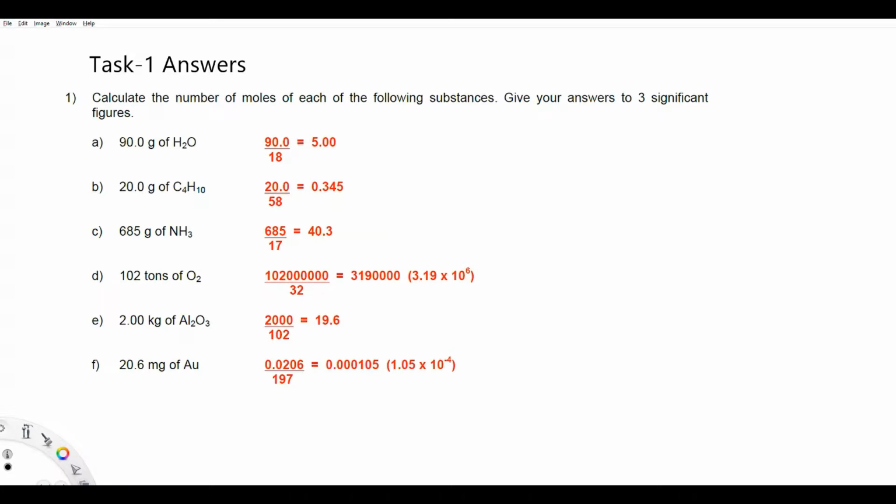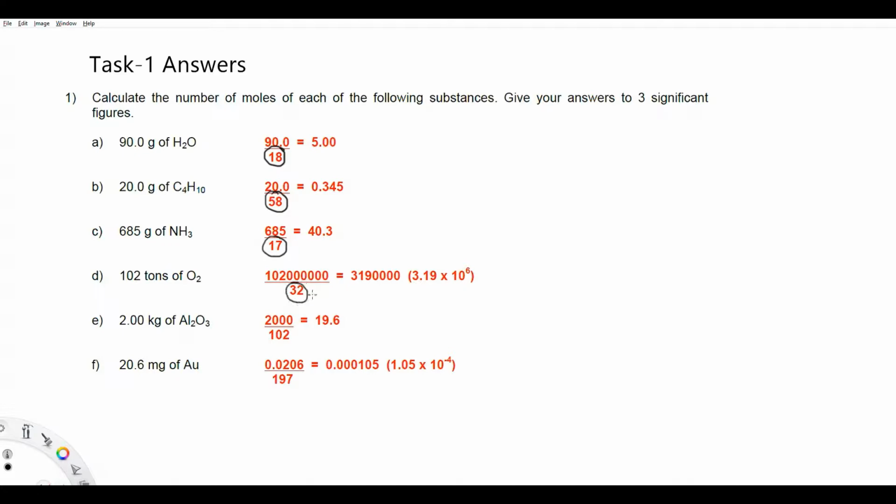Welcome back, and here are the answers for task 1. What I'd like you to do is pause this video in a second and check whether or not you've got the right answers and make any corrections that you need to make sure you actually end up getting the correct answer. One common mistake is students can use the formula, but what they don't do correctly is calculate the relative formula mass for the compounds.